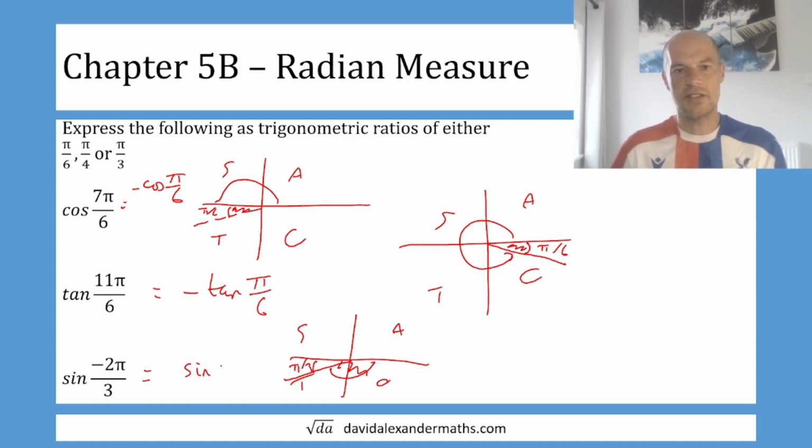So it's the same as the sine of pi over 3, or maybe negative sine of pi over 3, it depends. Okay, this is the third quadrant. In the third quadrant, that means sine is negative. So the sine of negative 2 pi over 3, that's the same as negative sine of pi over 3.